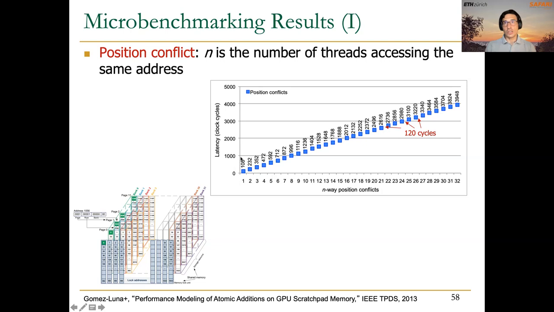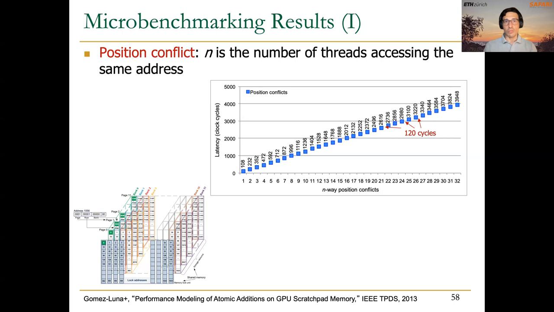Here, if it's 1, there are no threads colliding, there is no conflict. If N-way is 32, it means that all 32 threads of the warp want to update the same shared memory location. So every time that we increase the conflict degree, the number of threads updating the same shared memory location, we see that the latency of the operation increases. And actually it increases in fixed steps of 120 cycles on the architecture that we use for our experiments.